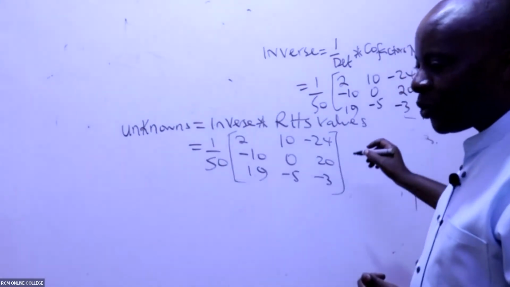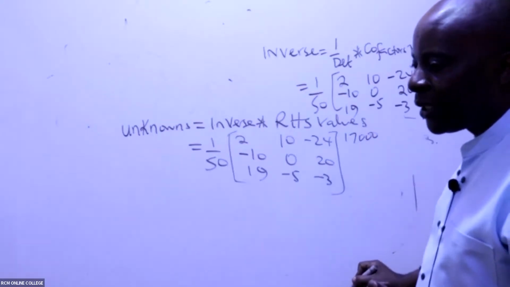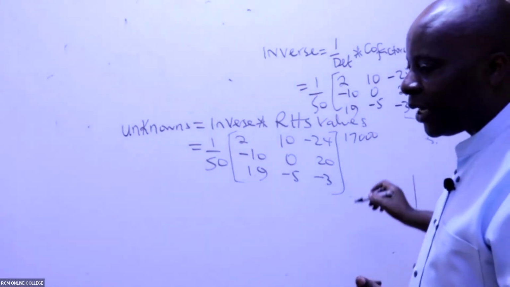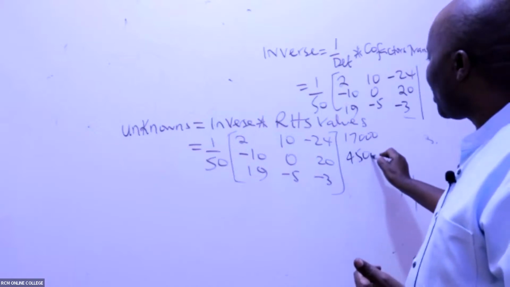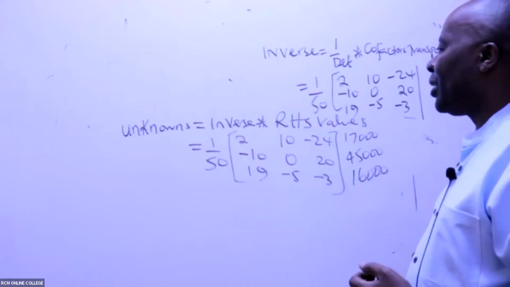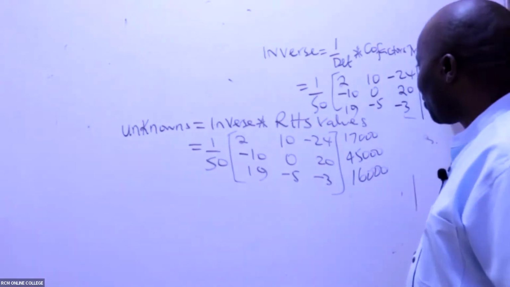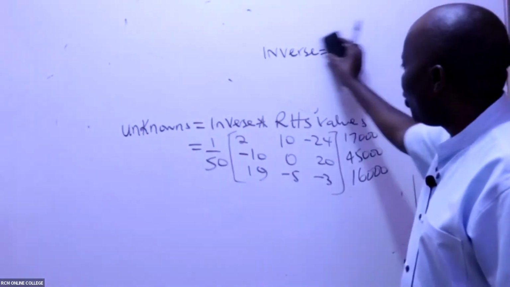The first one was 17,000, and then we have 45,000, and then now we have 16,000. Thank you so much. So then you go ahead and do your multiplications.